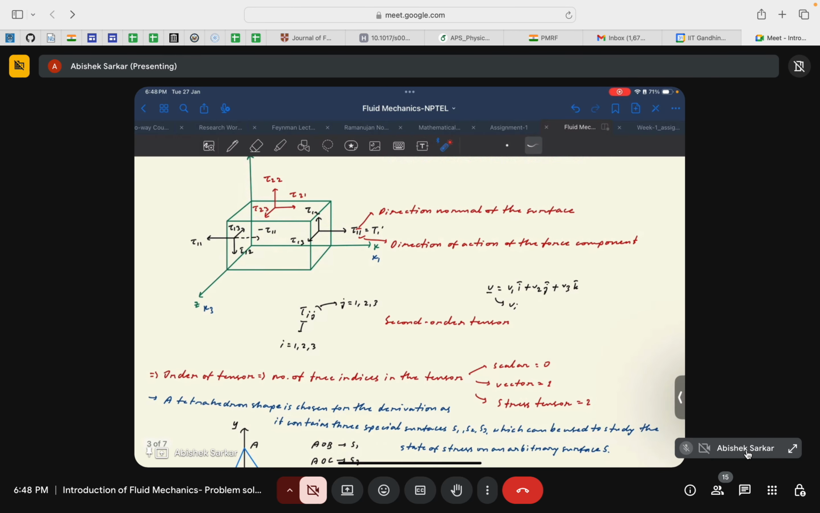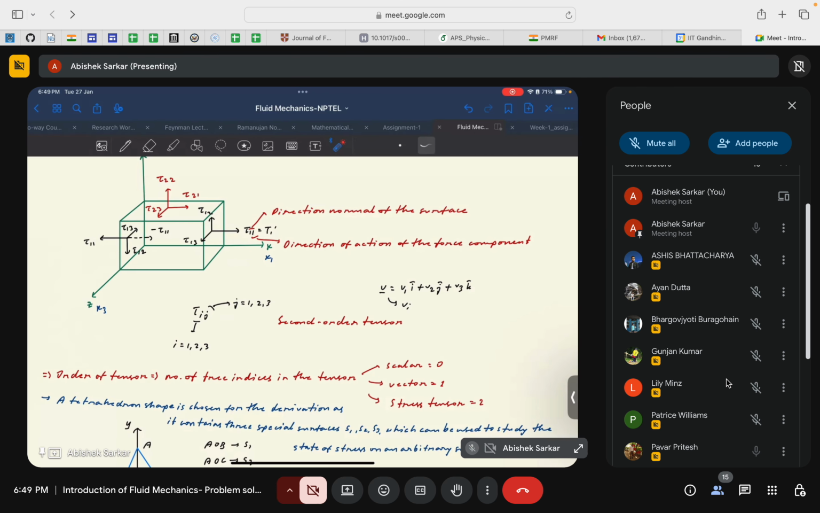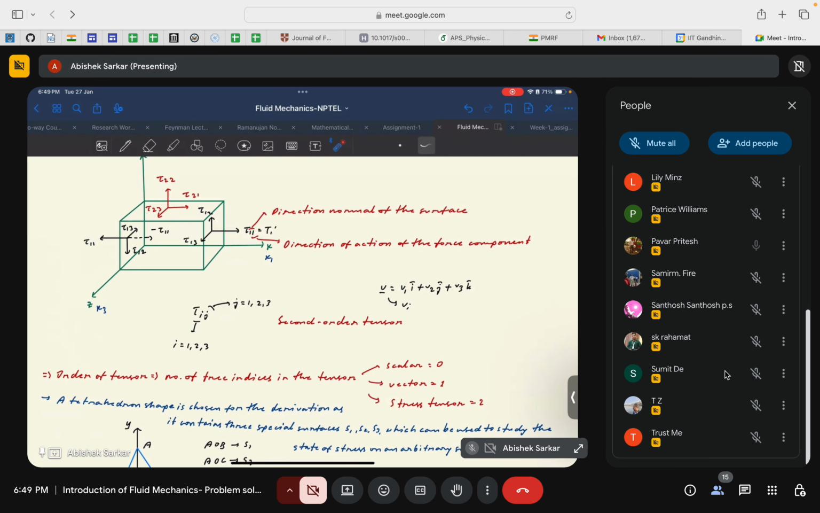Hello. Yes, it is a cube. If it is a cylinder, then what are the traction vectors? My question is for the cylinder: how do we get the traction vector along the faces?